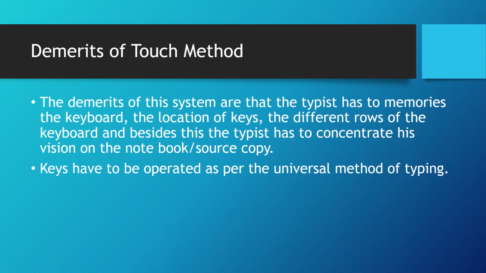Next, demerits of touch method. The demerit of touch method is only this one. The typist has to memorize the keyboard, the location of keys, and the different rows of the keyboard, and besides this, the typist has to concentrate his vision on the notebook or source copy. Keys have to be operated as per the universal method of typing.